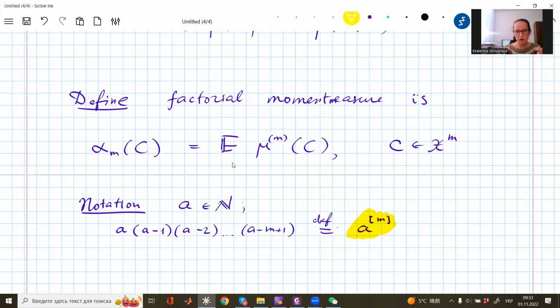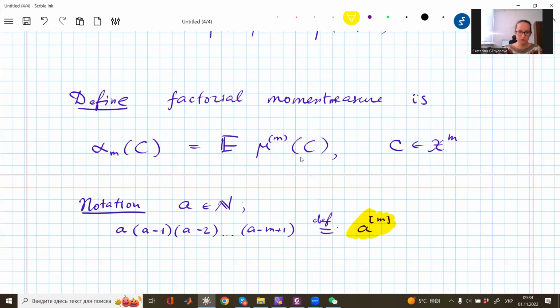So now it turns out that these factorial moment measures define the point process in almost all cases. So what do I mean? Maybe you know from the probability theory that under some conditions, all moments of a random variable can define the distribution of random variable.